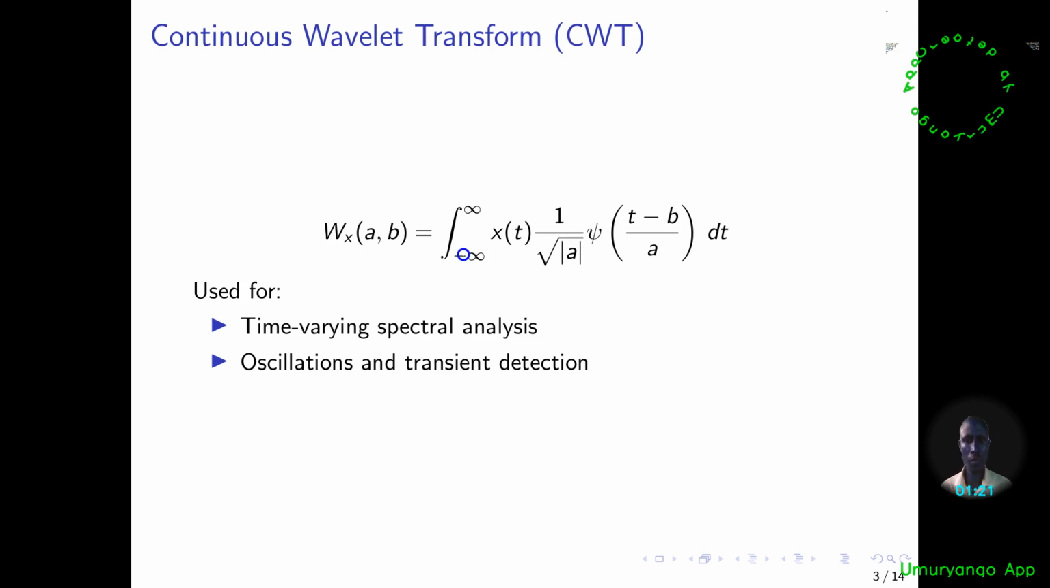Some tools we can use to analyze signals with wavelets are, for example, the continuous wavelet transform, which is a simple convolution of the signal and a wave packet. It is useful for time-varying spectral analysis. So we consider signals with a frequency-dependent oscillation, and the transient detection of events in the signal.